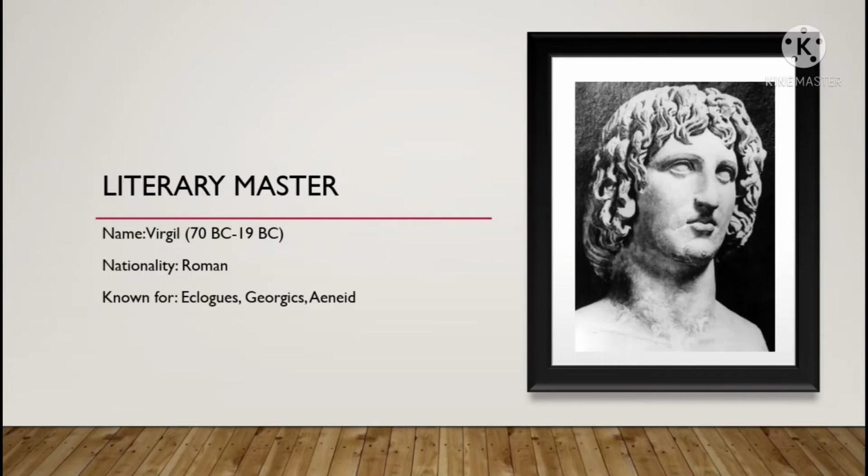The Aeneid is modeled after Homer's works and it tells the story of a Trojan named Aeneas who was adopted by the Romans. His work had such an impact that Dante used him in his Divine Comedy to guide him through hell.